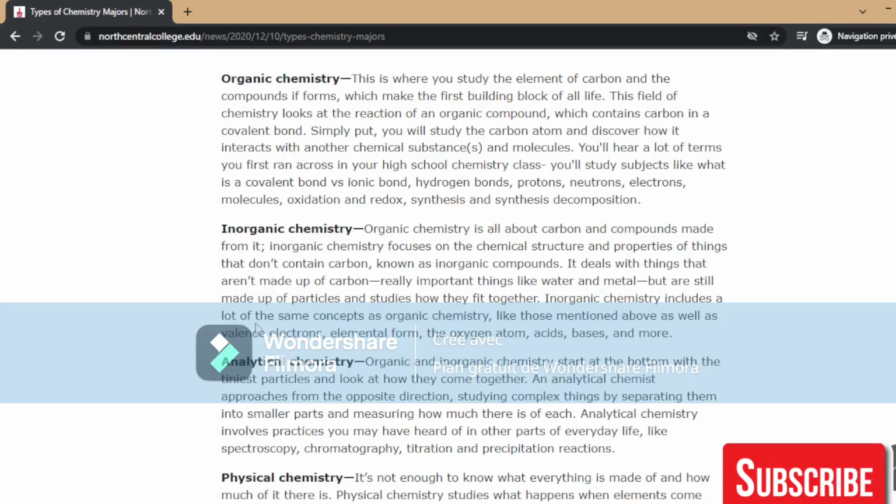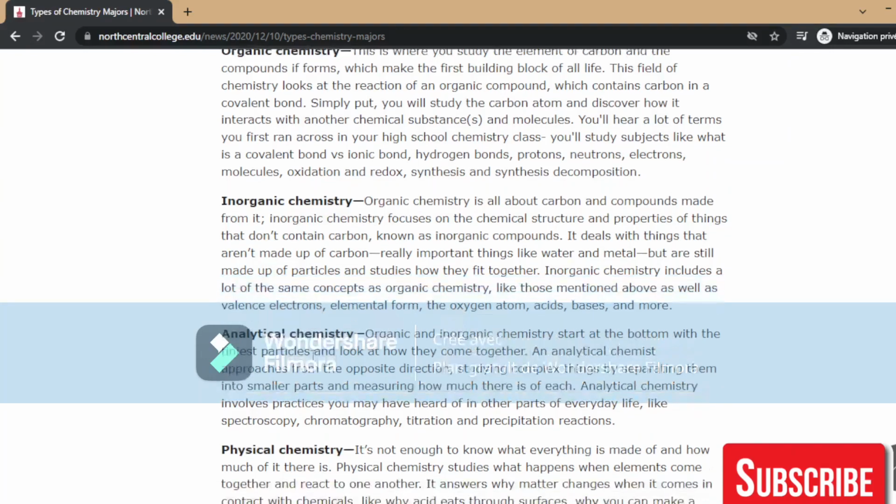Inorganic chemistry includes a lot of the same concepts as organic chemistry, like those mentioned above, as well as valence electrons, elemental form, the oxygen atom, acid bases, and more.